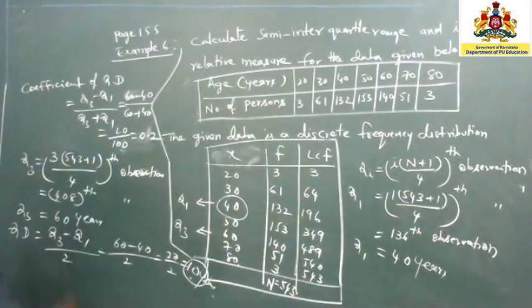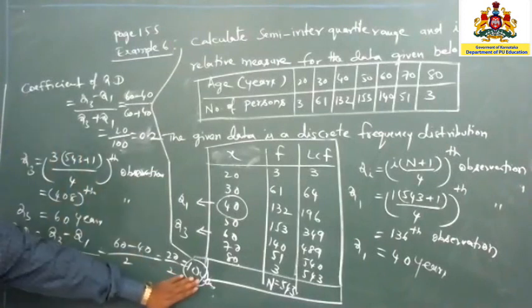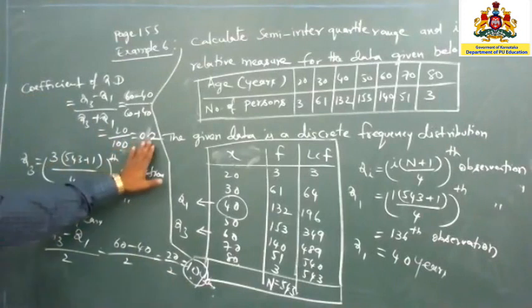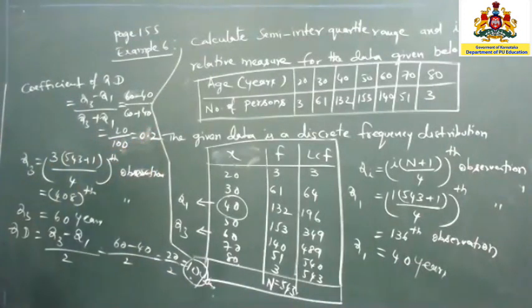Similarly, Q3 is by substitution 3 into (543 plus 1) by 4th observation, so the 408th observation. So Q3 equals 60 years. Therefore QD, quartile deviation, is (Q3 minus Q1) by 2, (60 minus 40) by 2, equal to 10 years. It contains units, so it is an absolute measure. Coefficient of quartile deviation is (Q3 minus Q1) by (Q3 plus Q1); by substitution you get 0.2. It is a pure number.